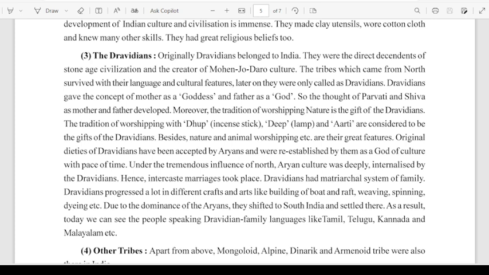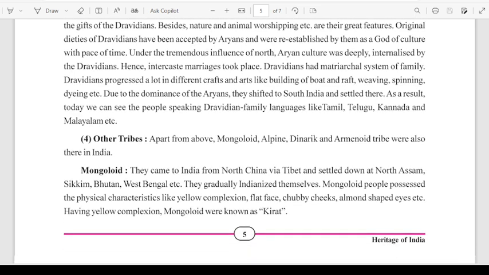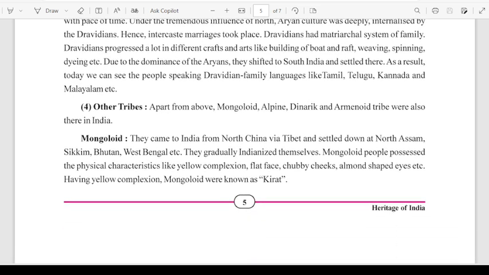Due to the dominance of Aryans, they shifted to South India and settled there. As a result, today we can see the people speaking Dravidian family languages like Tamil, Telugu, Kannada, and Malayalam, etc. Other tribes. Apart from above, Mongoloid, Alpine, Dinaric, and Armenoid tribes were also there in India.